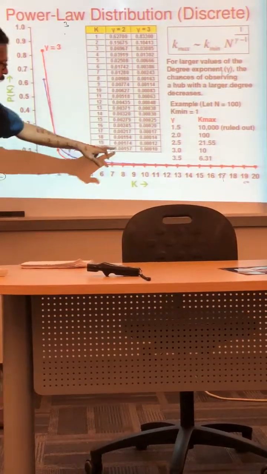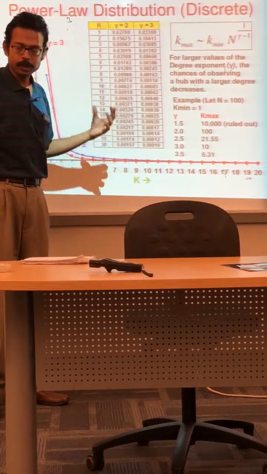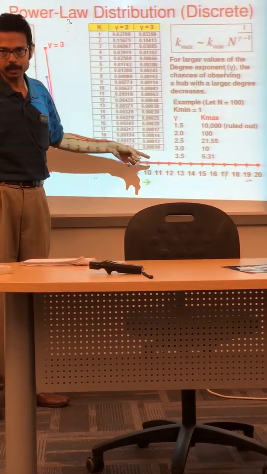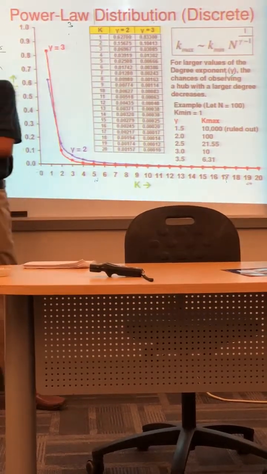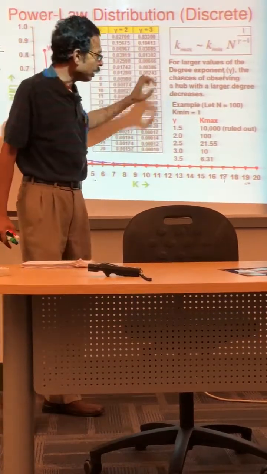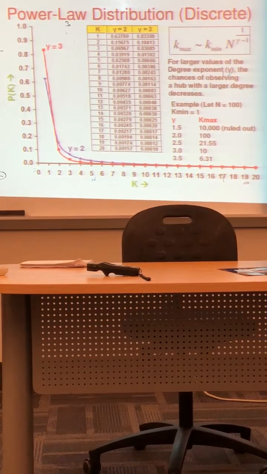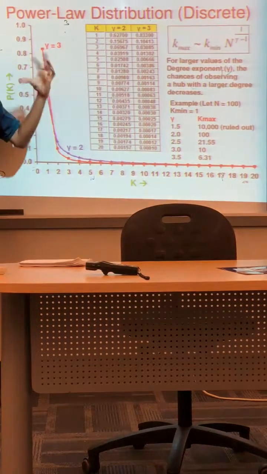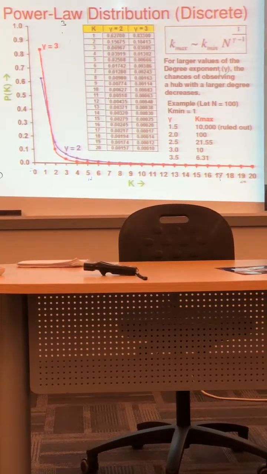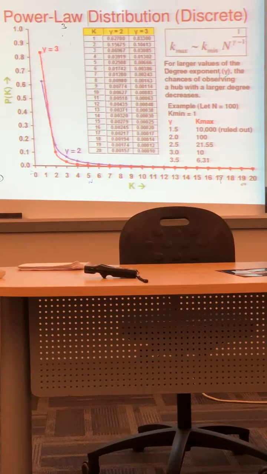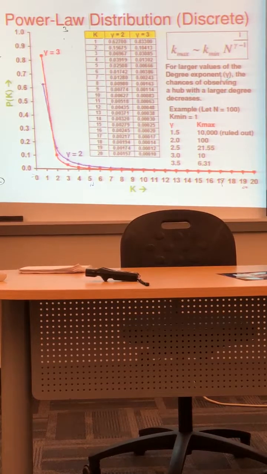Lower, right? Because according to this, if gamma is 2, the probability of finding a node with degree 20, that's like a hub node, is going to be larger than the case with gamma being 3. So that's why I state here, for larger values of the degree exponent gamma, the chances of observing a hub with a larger degree decreases. Okay? Is that clear? So you should understand how gamma plays a role in designing a scale-free network. If gamma is high, the network is not going to be as scale-free as a network with lower values of gamma, the degree exponent.